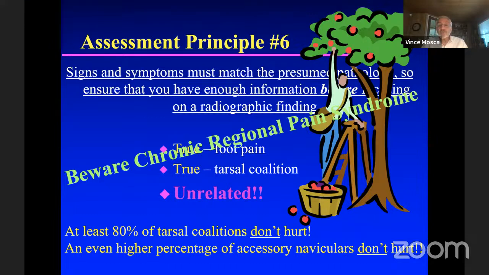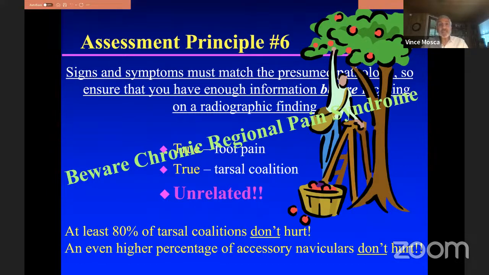But chronic regional pain syndrome is something that isn't well understood, and it's become much more common over the last few decades. I used to see one kid every 6 months, and then last year I was seeing one kid every month. And the only way you can make chronic regional pain syndrome worse is by operating on it. And then you own it.